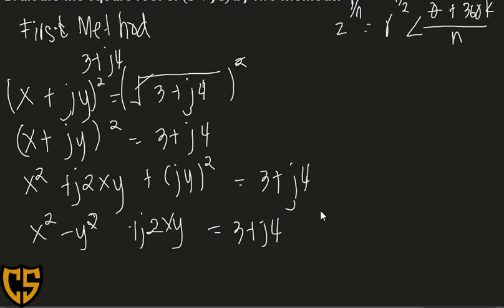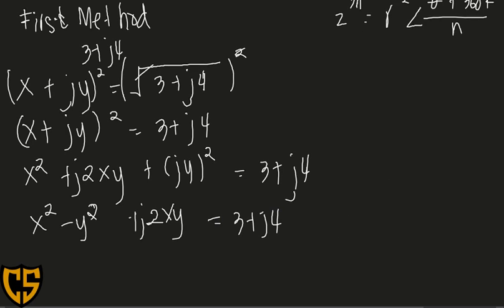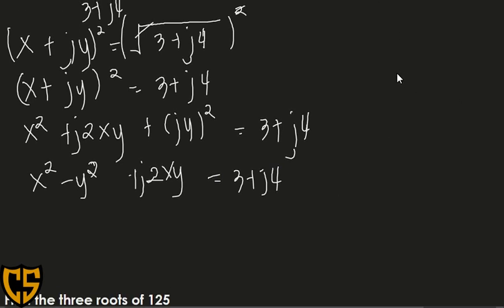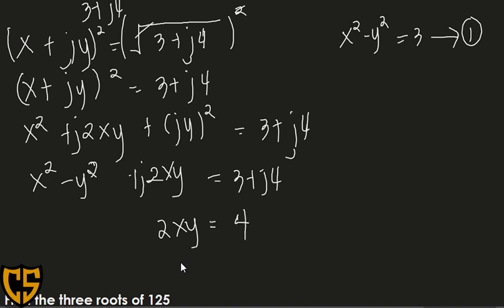Then equate real part to real part and imaginary part to imaginary part. So we have real part to real part will be x squared minus y squared is equal to 3. So this is our equation 1. And then our equation 2 will be the imaginary part, 2xy is equal to 4.